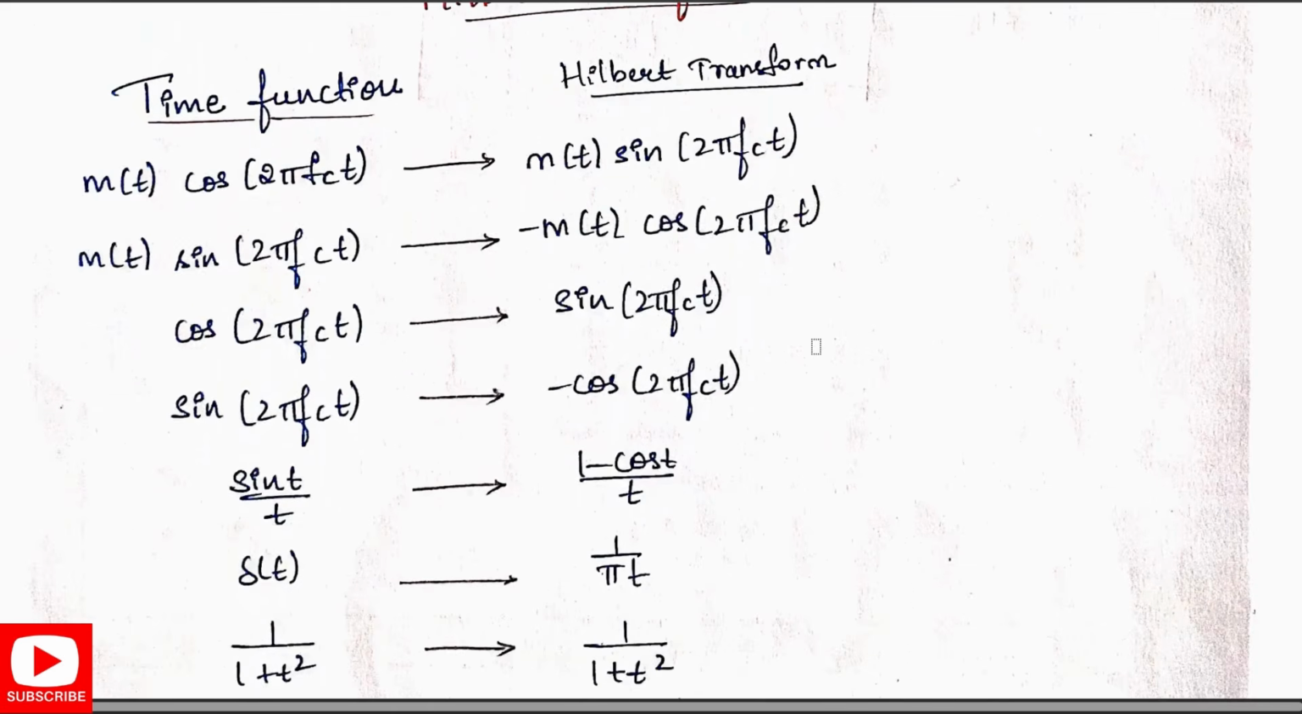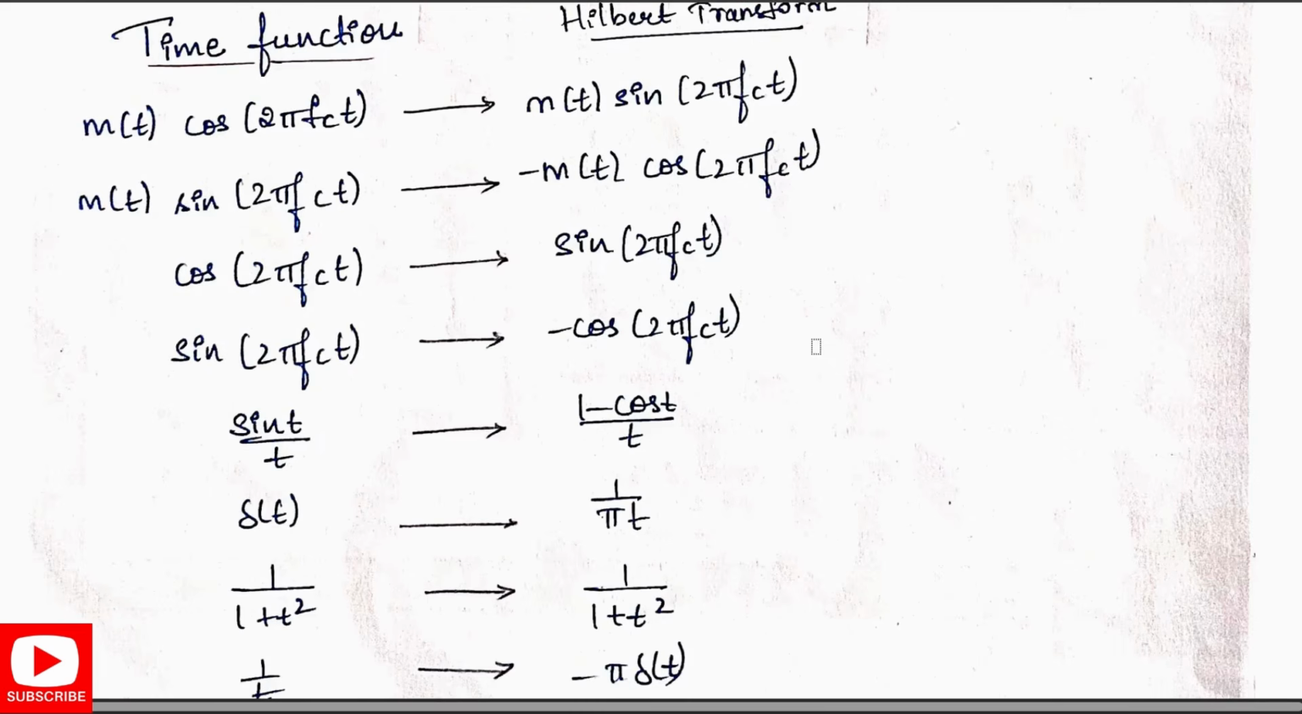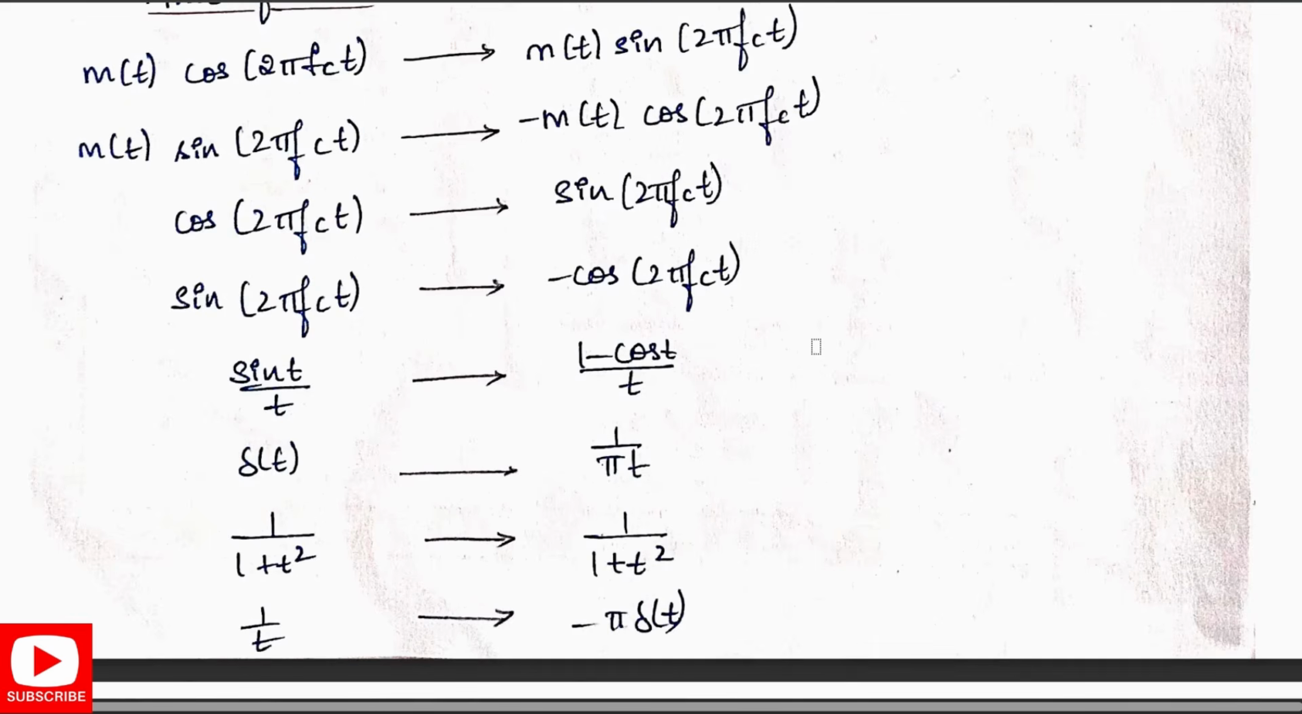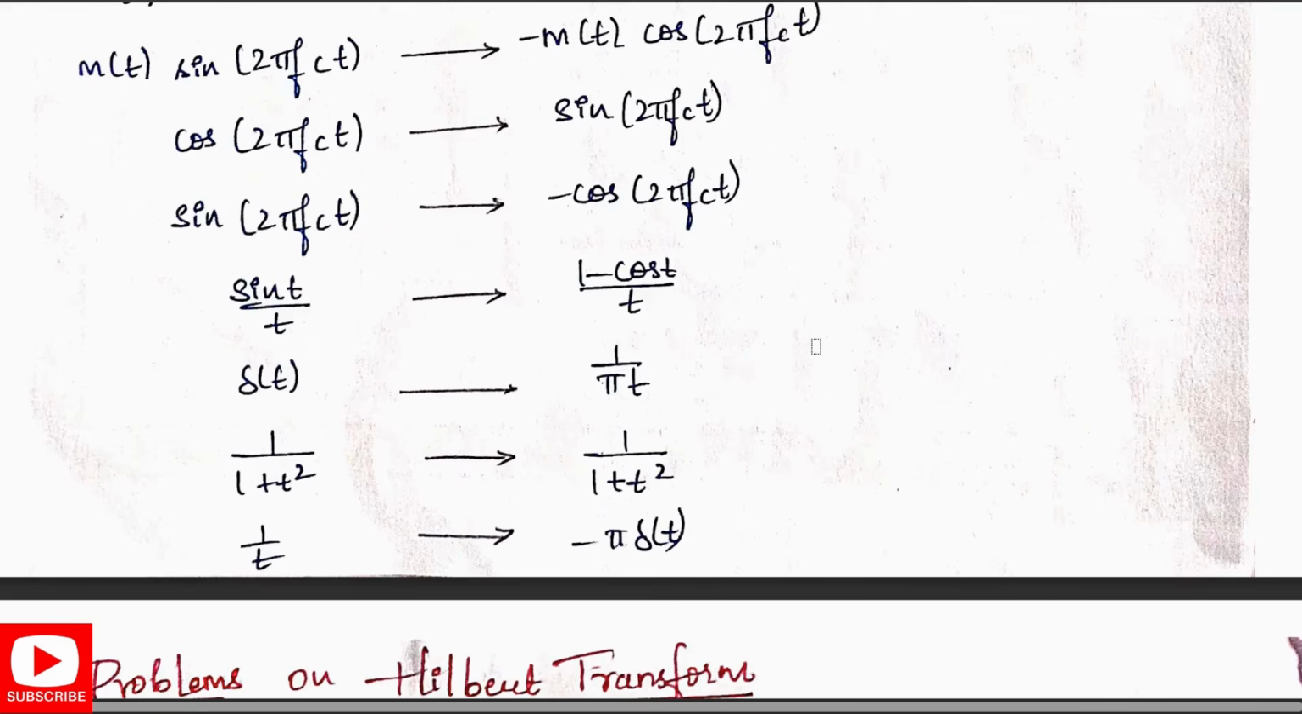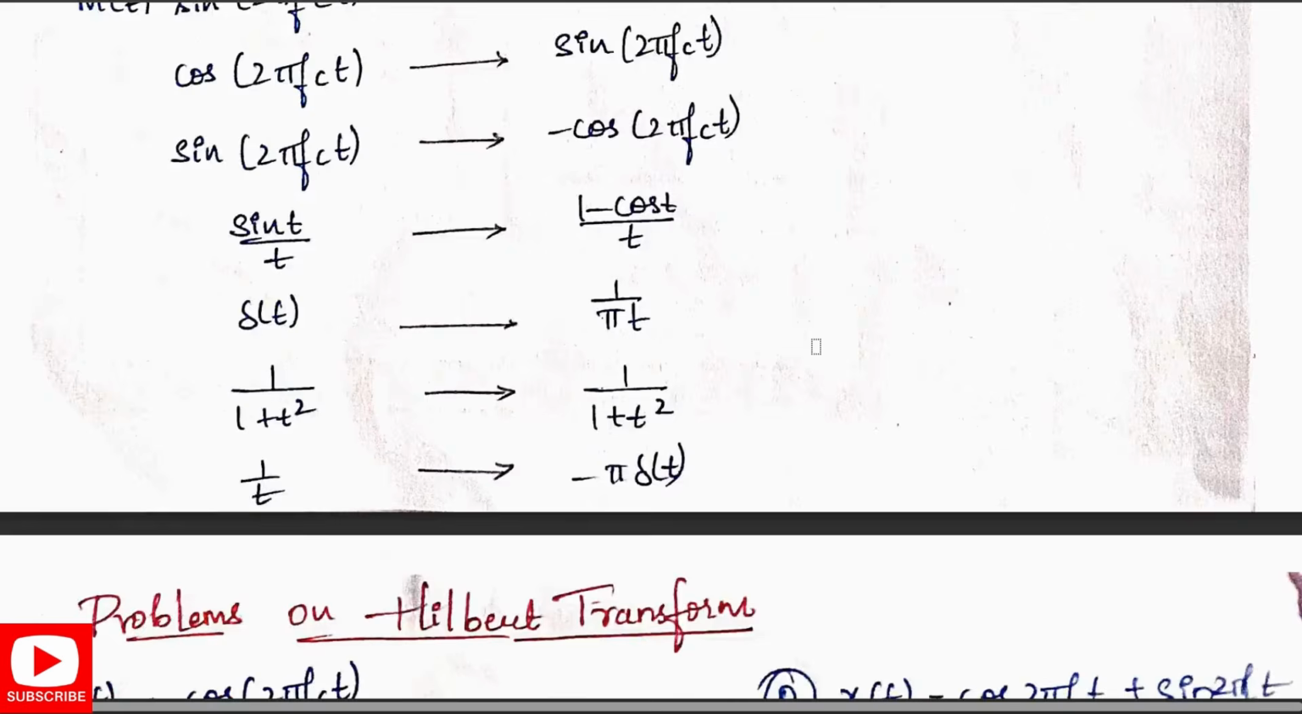One is time function and the Hilbert transform, where m of t cos 2 pi fct has the Hilbert transform m of t sine 2 pi fct. For sine 2 pi fct, it is minus cos 2 pi fct. Cos 2 pi fct, sine 2 pi fct. Sine 2 pi fct, it is minus cos 2 pi fct. Sine t by t, it is 1 minus cos t by t. And delta t, that is 1 by pi t. 1 divided by 1 plus t square is t divided by 1 plus t square. 1 by t is minus pi delta t.